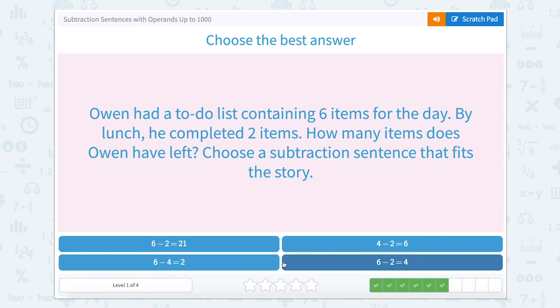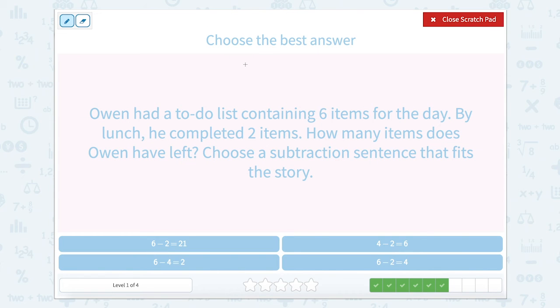Super job. Owen had a to-do list containing 6 items for the day. By lunch, he completed 2. How many items does Owen have left? Well, Owen's to-do list had 6 items total, and he was able to cross off or complete 2 of them. So we can take 6 minus 2 to find our answer, and 6 minus 2 equals 4.